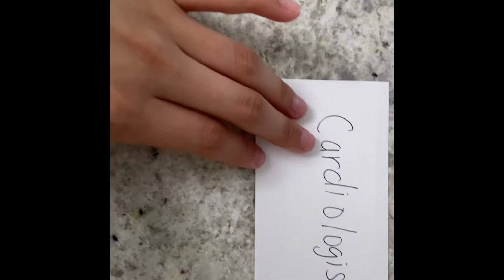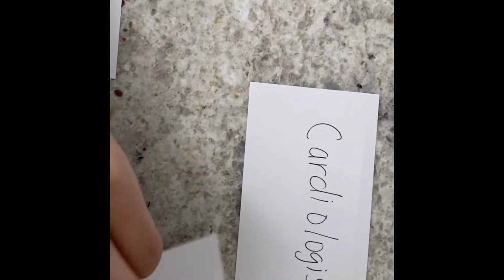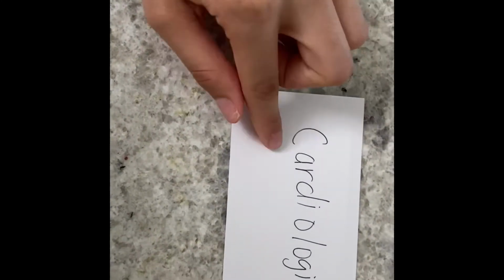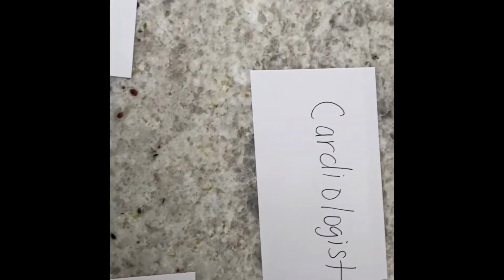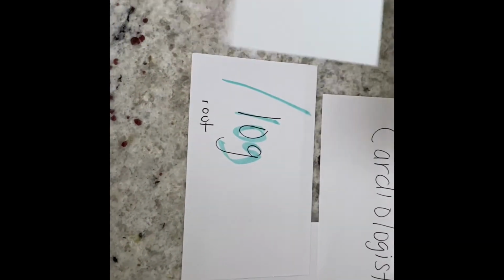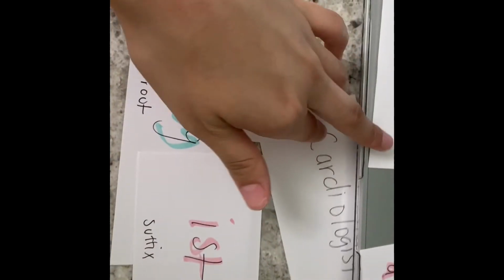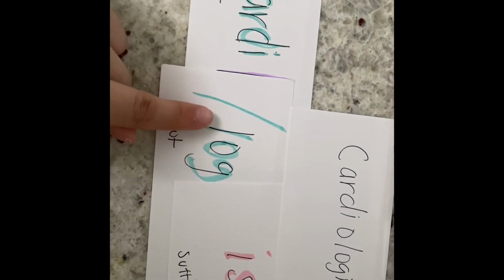For example, cardiologist. Since the suffix starts with a vowel and has two roots, when breaking it down, we must drop the O, which gives us -ist, log, and cardio, where you would drop the vowel, which would be cardiologist. This would then mean specialist in cardio, and log means the study of hearts.